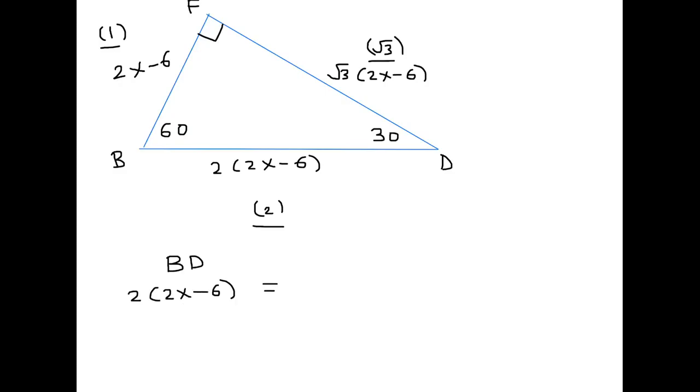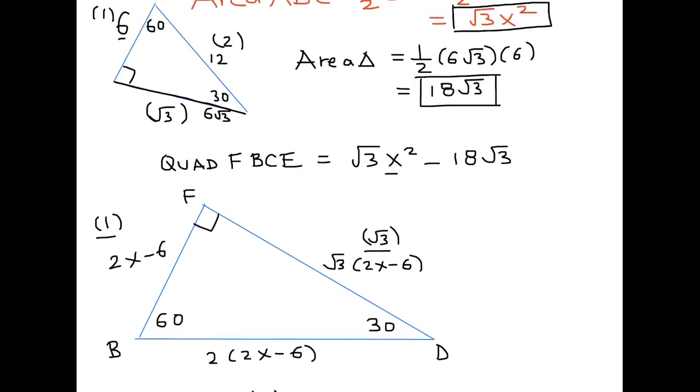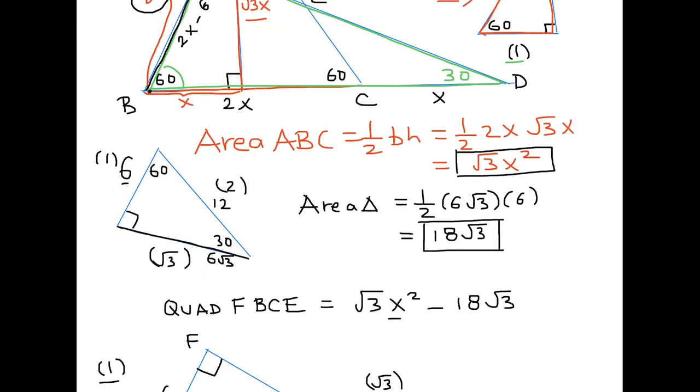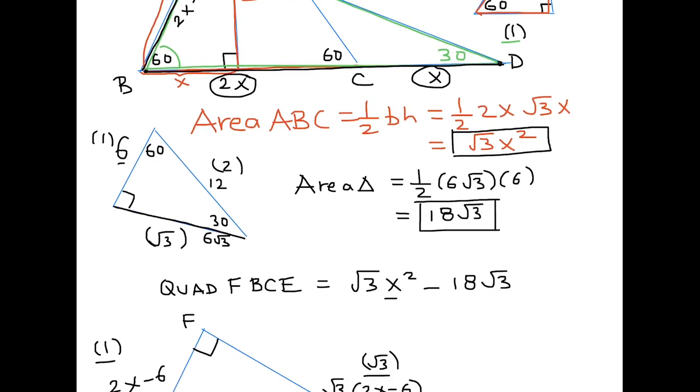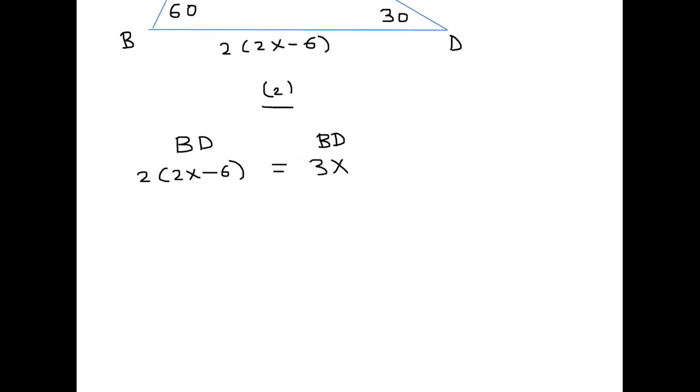But here's the key to the question. We also know BD is equal to something else, and that is right here. From B to D is 3x, 2x here and x there. So BD is equal to 3x. So I'm going to plug that into our little formula, and this will allow us to calculate the value for x. So this becomes 4x minus 12 is 3x. We've got x is equal to 12.